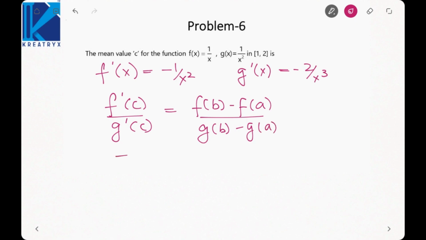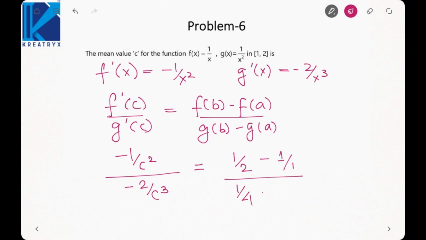f dash c will be minus 1 by c square. g dash c will be minus 2 by c cube. fb minus fa will be 1 by 2 minus 1 by 1, that will come out to be minus half. gb minus ga will be 1 by 4 minus 1 by 1, it will come out to be minus 3 by 4.